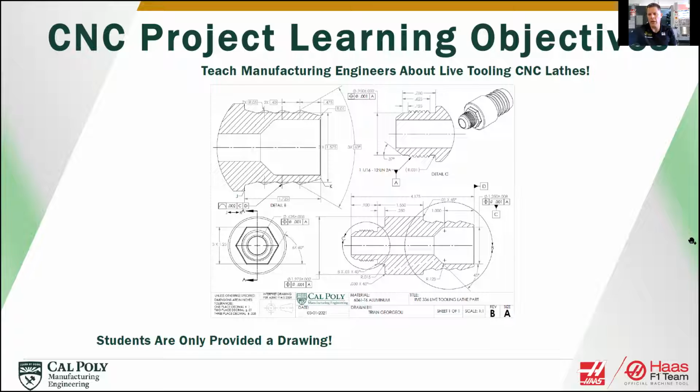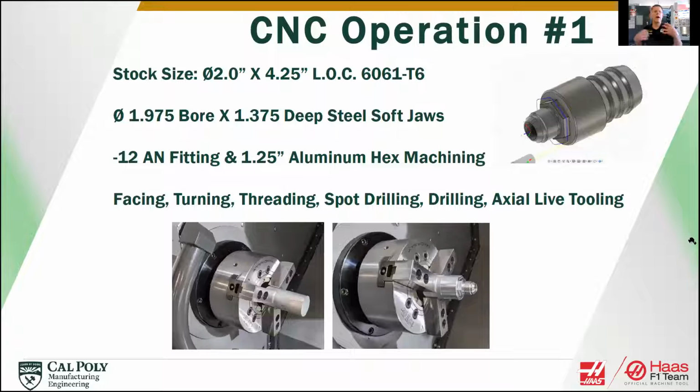From that engineering drawing, they have to figure out how they're going to produce that part through all the different operations. They have to figure out how they go from raw stock to finished part. So as a class, we do some production planning, and we come up with a stock size of like 2 inch by 4 1/4. We figure out how we're going to hold it.